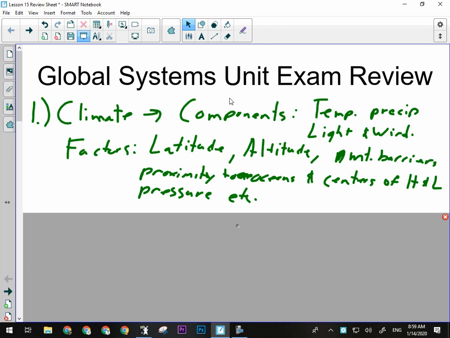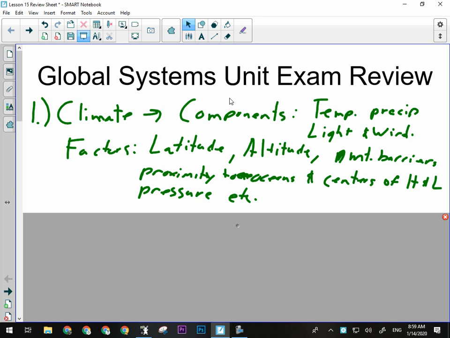I'm going to give you a location. You'll be familiar with it, or at least familiar enough with it for you to be able to figure it out. I'll show you where in the world it is, and then I'm going to expect you to tell me what the components of climate are like in that area, likely, and why, based on the factors that affect it.